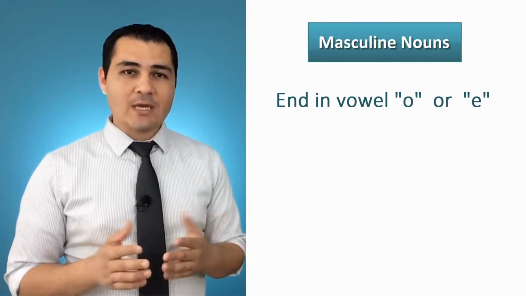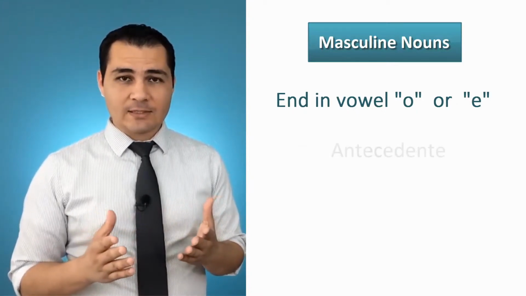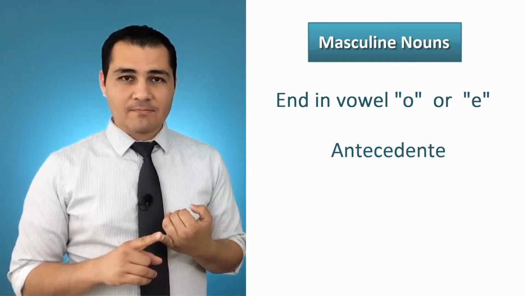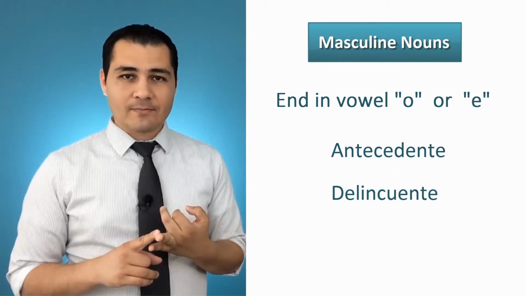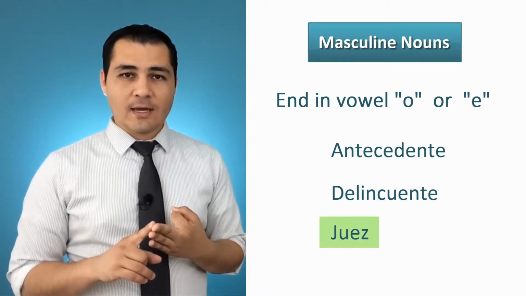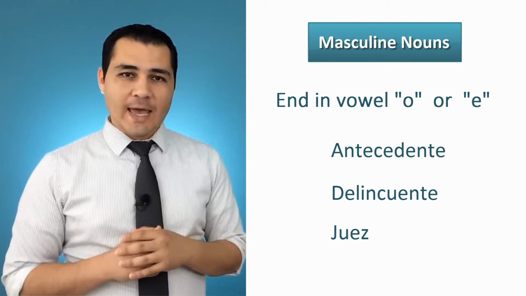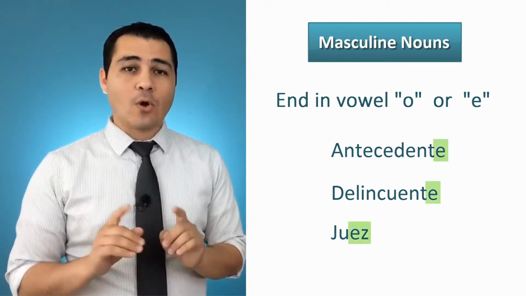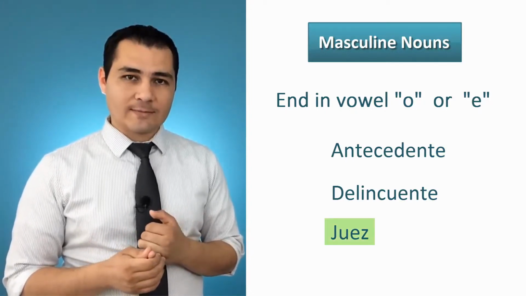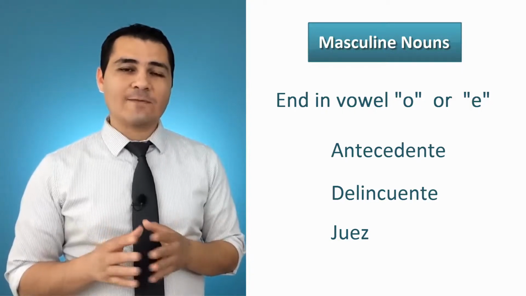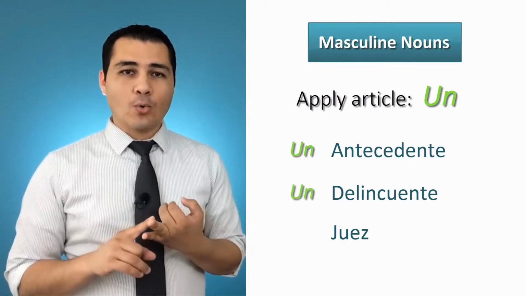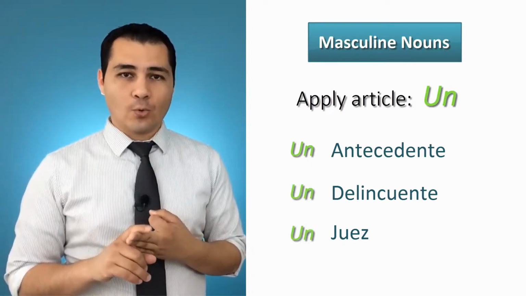Nouns that end in vowel E are also masculine nouns. For instance, antecedente, delincuente, and juez. These three nouns all end in vowel E, or vowel E and a consonant, such as the case of noun juez. So these are masculine nouns, and therefore we apply indefinite article un. Un antecedente, un delincuente, un juez.